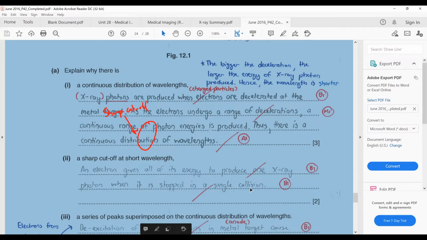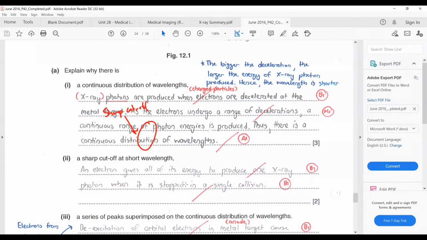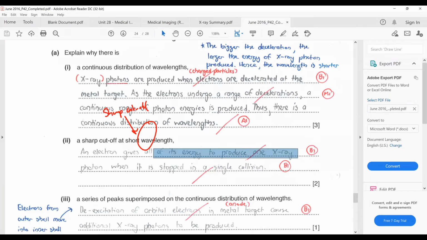It's worth 2 marks. So when you want to explain it, you say that it is at that point where your electron is stopped in a single collision so that it gives all of its energy to produce an X-ray photon. All right. So this part is this. All right. Okay, then the other part here would be part 3.